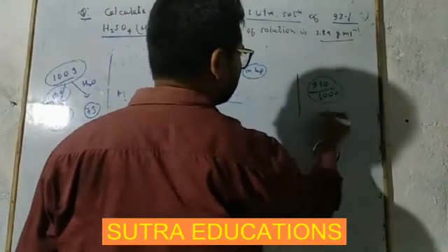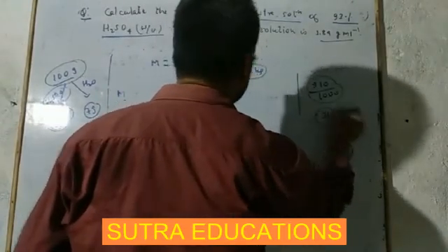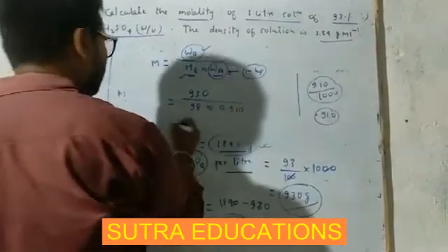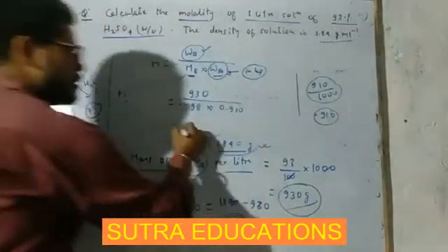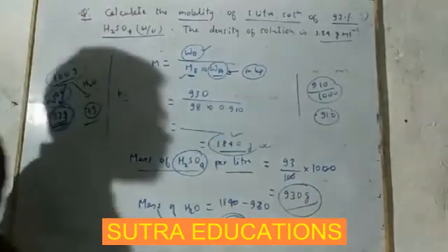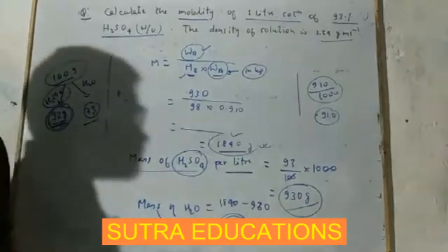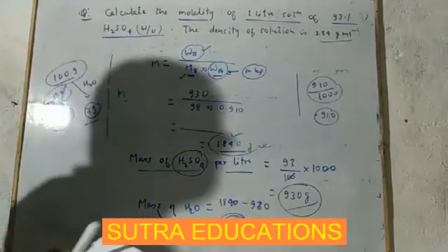It will be equal to 930 upon 98 into 0.910. So solve this, simply multiply and divide, and then you will get the molality of the solution. Okay, come to the next question.